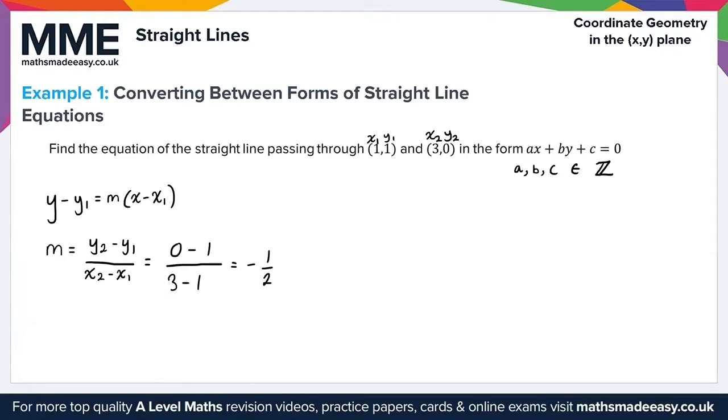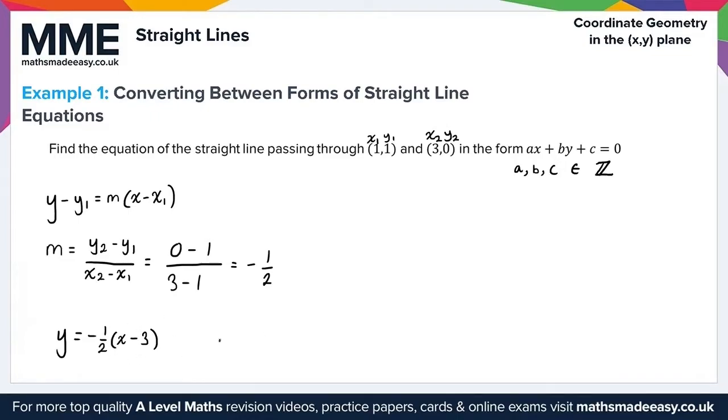So all we need to do now is substitute our gradient into this formula alongside one of these two coordinates. Here I'm going to substitute in (3, 0), but again it wouldn't matter if you were to substitute (1, 1) in. So in that case we're going to get y minus 0, which just gives us y. And this is going to be equal to m, which is minus a half, times x minus x1. And our x1 here is the first x coordinate, which is simply 3. So minus 3 here. And now all I'm going to do is expand the right hand side.